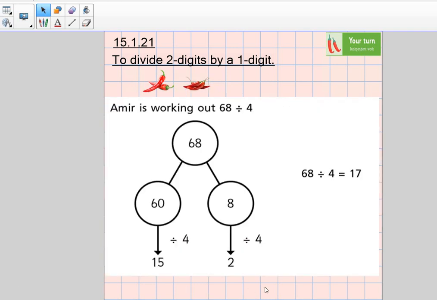Have a look at Amir's model that he's working out for 68 divided by 4. He has partitioned 68 into 60 and 8. 60 and 8 are both divisible by 4. 60 divided by 4 is 15, and 8 divided by 4 is 2. So his answer is 17. You're going to need this in the next question.